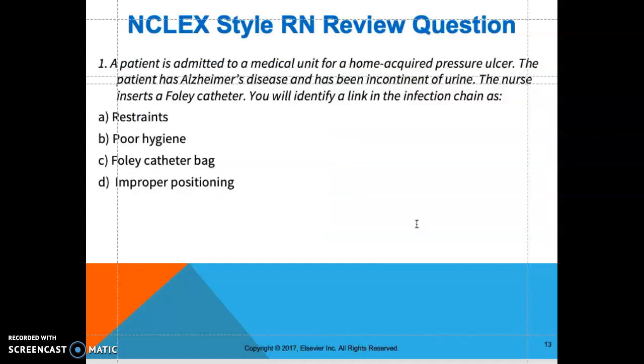I have a simple NCLEX style question here, and I'll read it to you. A patient is admitted to a medical unit for a home acquired pressure ulcer. The patient has Alzheimer's disease and has been incontinent of urine. The nurse inserts a Foley catheter. You will identify a link in the infection chain as. So what do you think is the correct answer for this question?